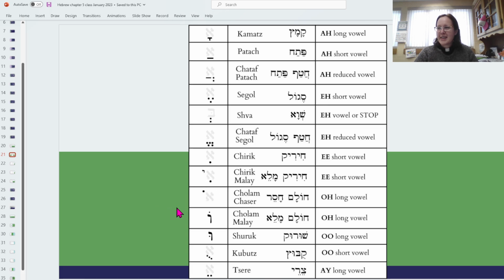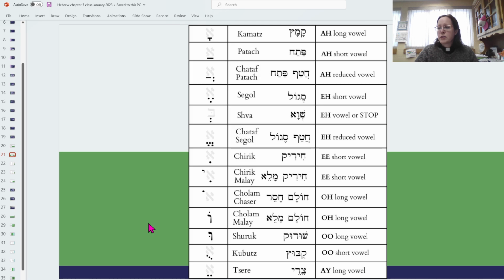The next one we have is O, like a short O, with a dot on top, and that's called a cholam chaser, O sound. And then we have a cholam male, which is that vav with the dot on top, an O sound.